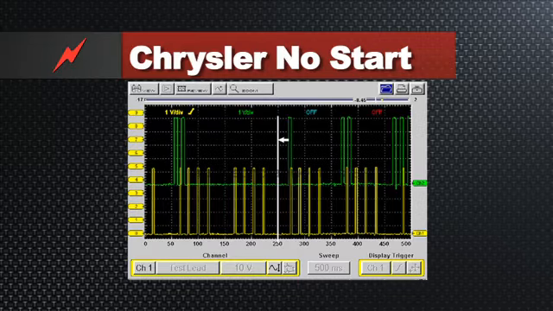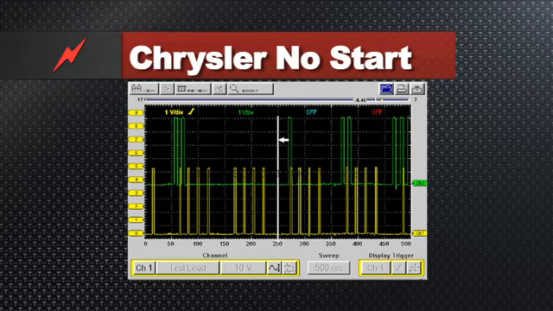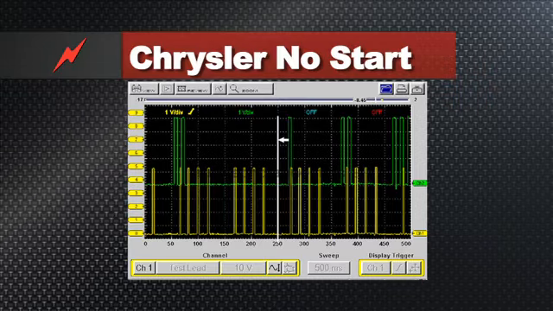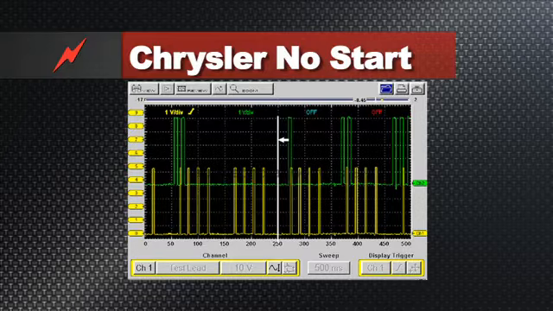As you can see, that single pulse is to the right of our marker, the white arrow and the white line. So we've shifted to the right. If we shift to the right, we're retarded. So this engine was out of timing, out of valve timing enough to cause a no start.